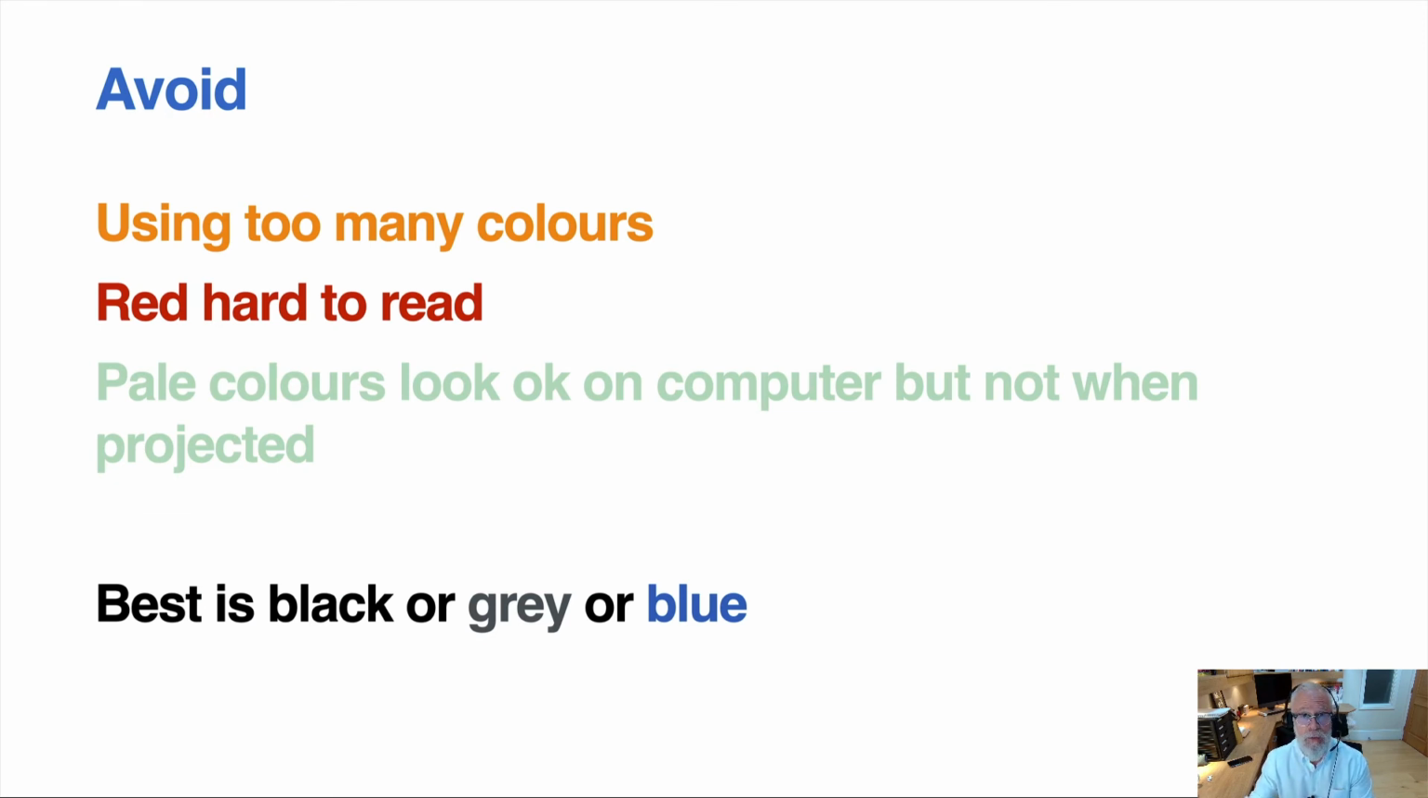Colour is good to break up text. Colour is good for emphasis. You might want to make a word in the colour red to make it stand out. But if you use too many colours, it then becomes very confusing, as on this slide. Stick to black for your body text, or grey, or blue is fine, but keep it consistent.